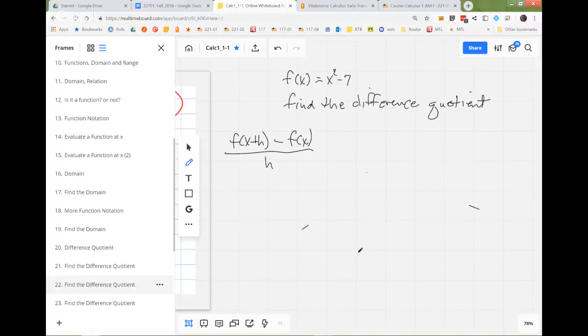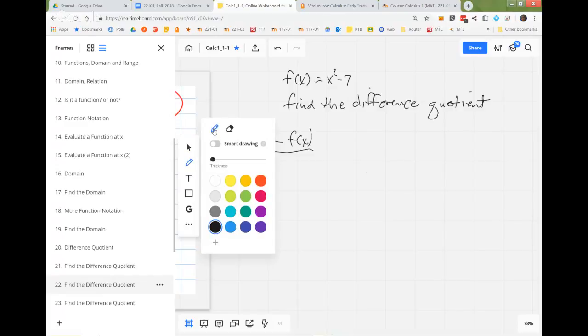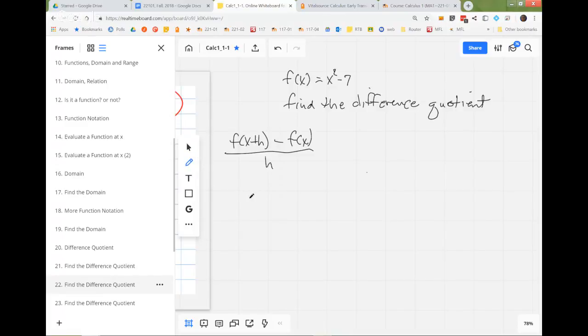Okay, so in this case, what is f of x plus h? I need to get rid of a couple of marks I made here. All right, so what's f of x plus h? Well, plug in an x plus h for x. So you got x plus h squared minus 7. That's f of x plus h. From that, subtract the original function, f of x, over h.